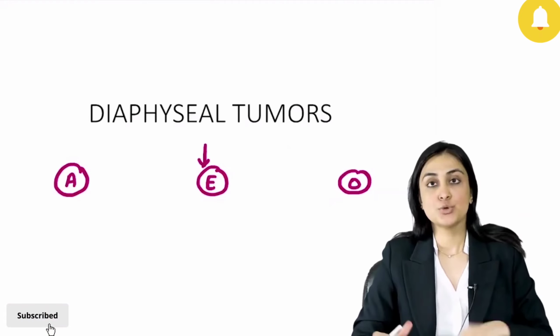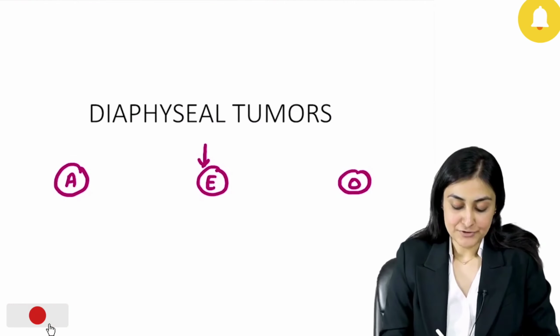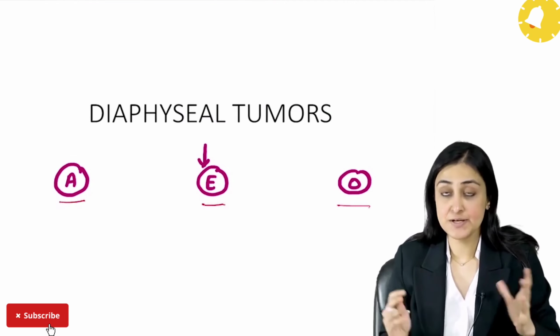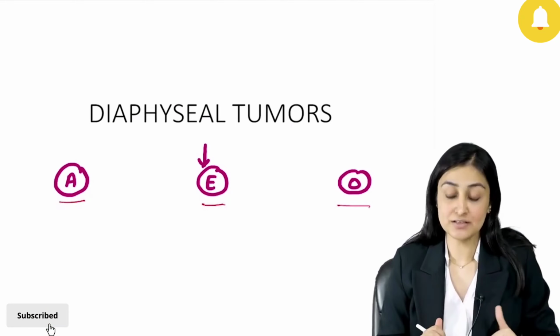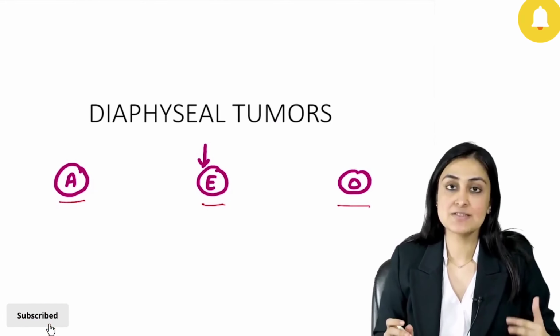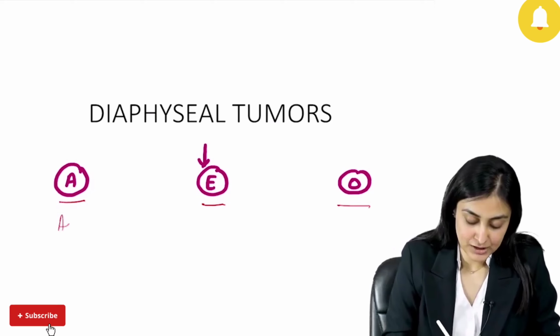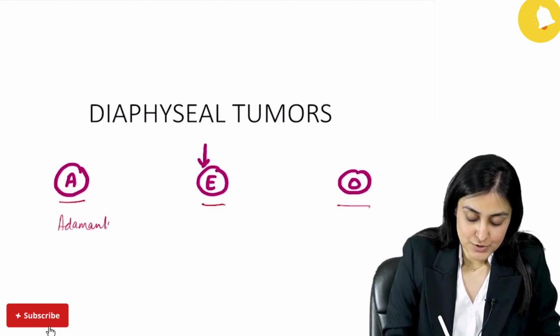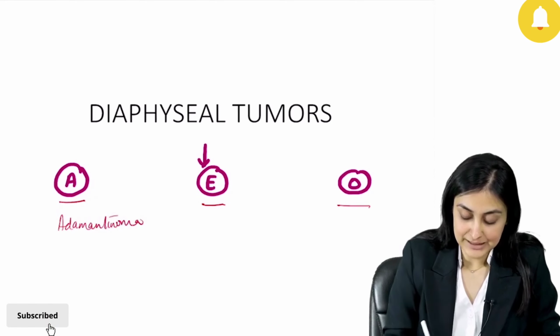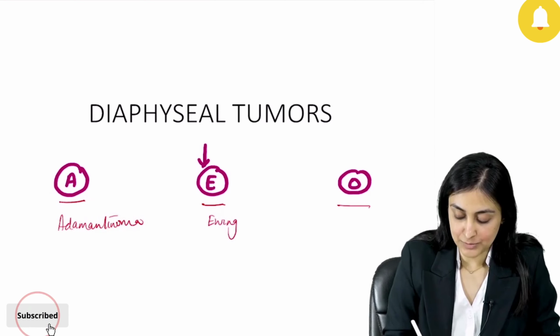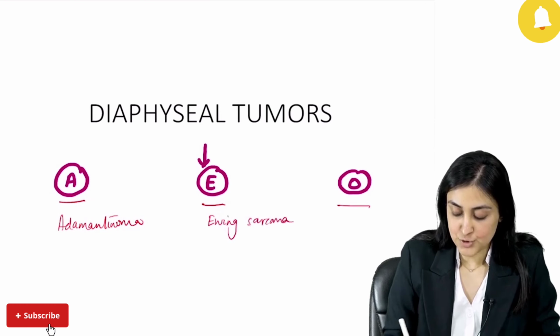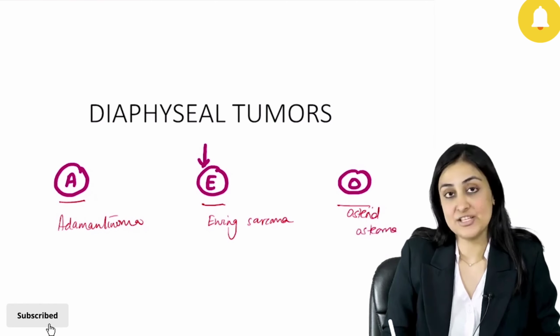Going ahead to diaphyseal tumors. When we talk about diaphyseal tumors, remember the three vowels. All the three vowels are sticking together in the diaphyseal region, and you would have these three differentials. A for adamantinoma, E for Ewing's sarcoma, and O for osteoid osteoma. So these are three lesions which are all diaphyseal in nature.